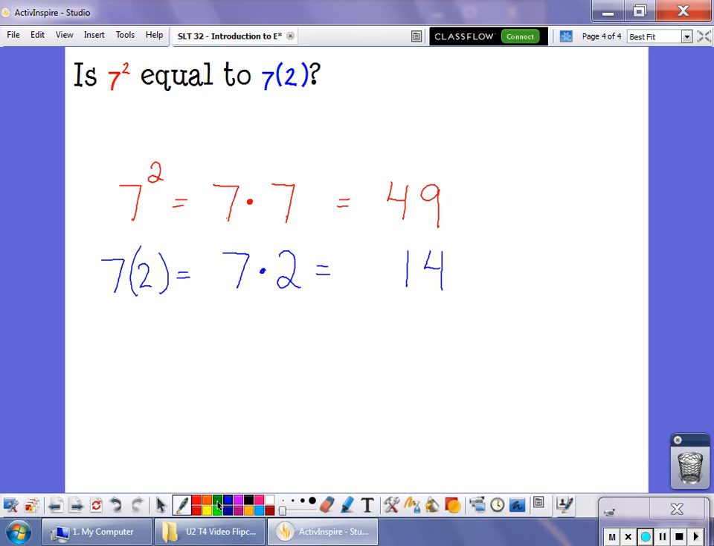Now the last thing I want to talk to you about is this parentheses right here. When you have two numbers next to each other, only separated by parentheses, that means multiply. Okay, so this is 7 times 2. The other thing I want to talk to you about is this dot. This dot also means multiply. Okay, so there are lots of ways to write multiplication. You don't always have to use the x as the multiplication sign. Okay, so in answer to the question, 7 to the second power is 49. 7 times 2 is 14. So these two things are not equal, even though they look very much the same.